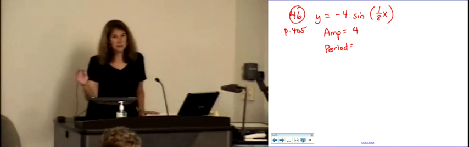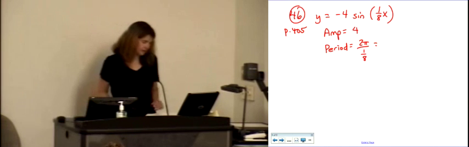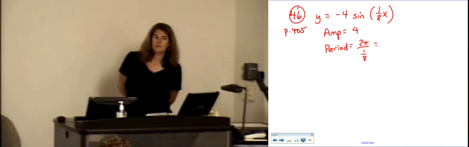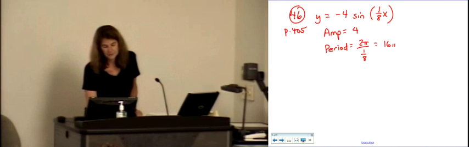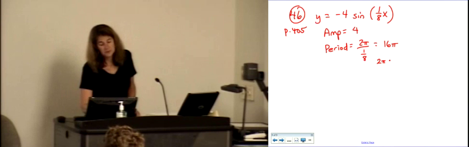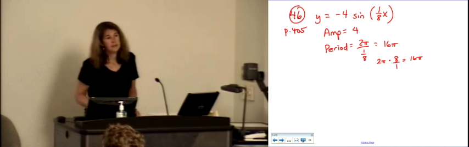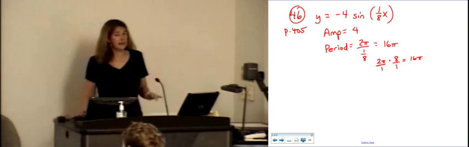Okay, I'm going to give everybody just a minute to figure out what they think the period is, okay? So what's the period? 16 pi, right? Everybody get 16 pi? 2 pi times the reciprocal of 1/8, which is 8/1, will be 16 pi. Remember it's 2 pi over 1 up there on top, and then times the reciprocal of that denominator.